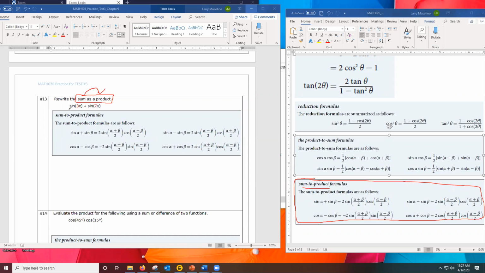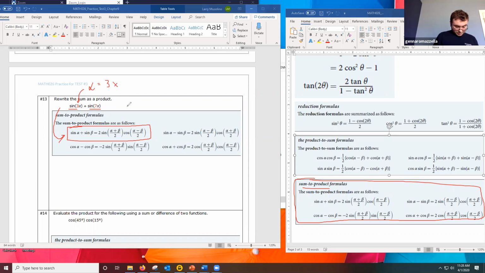All right, it looks like I have a sine plus another sine. Well, Gennaro says it's this formula here that matches up. Yes, exactly right. So I'm going to use that formula. The only thing I have to do is match up alpha and beta. So let me match up the alpha and beta. In my example, it looks like alpha matches up to 3x. Then the beta is 7x. Yep.